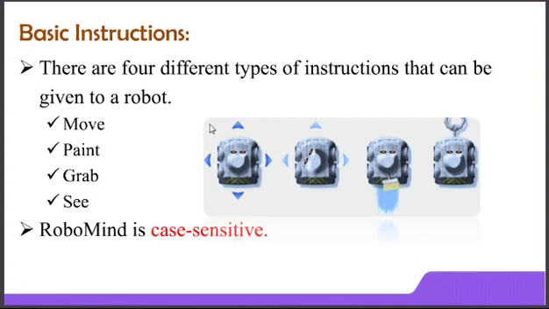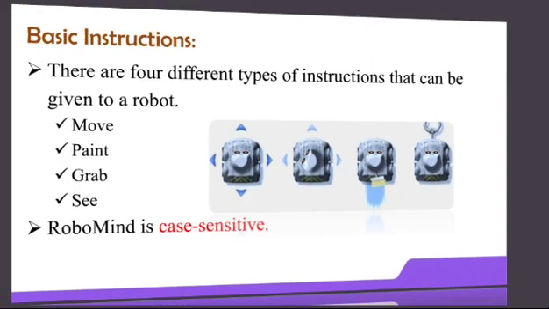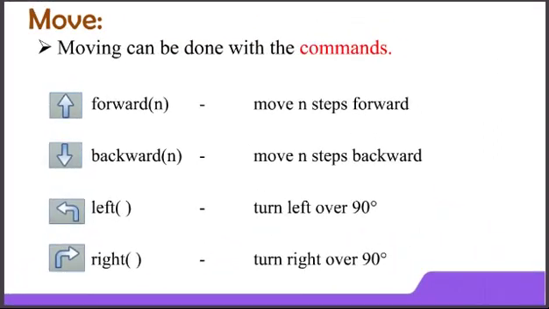The basic instructions. There are 4 different types of instructions that can be given to a robot: move, paint, grab. RoboMind is case sensitive. Let's see the move commands.